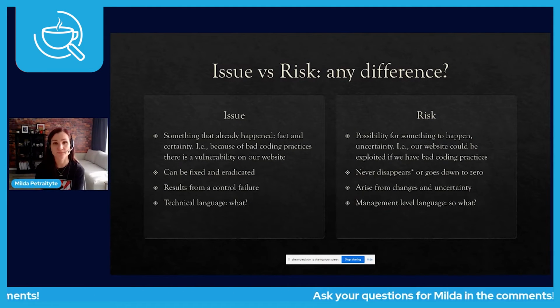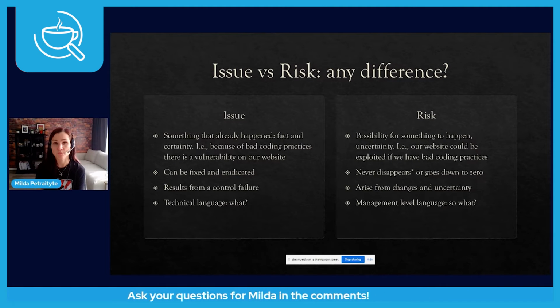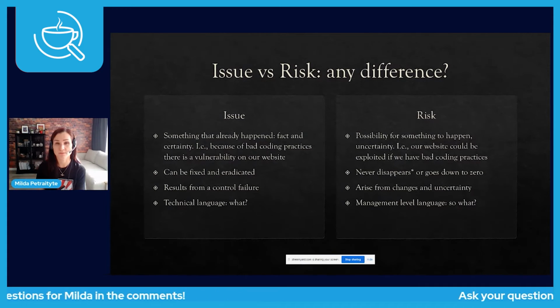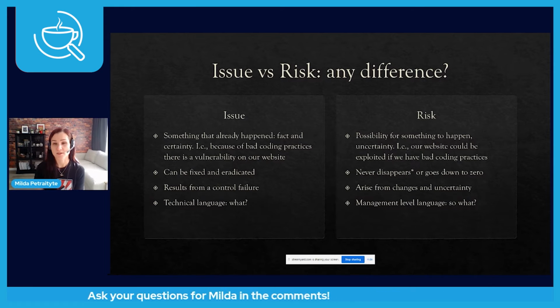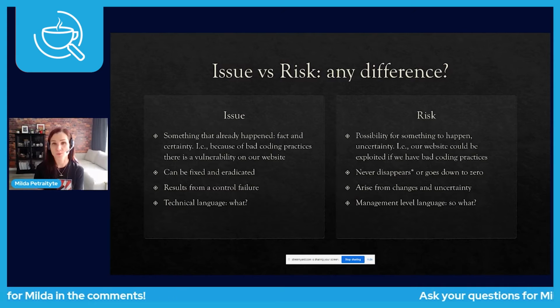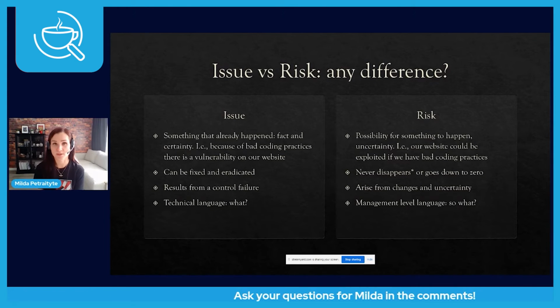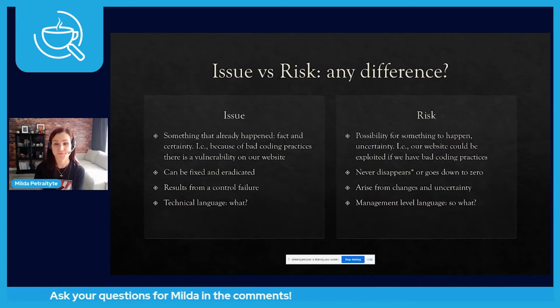That's uncertainty. And again, coming back to the issue, issues very much speak the technical language. So we say what has happened, what could happen, but in a way when we know about the technical issue. With the risk, it's more a management level language. We explain what could happen to the business if we don't resolve this kind of issue and don't resolve the risk.